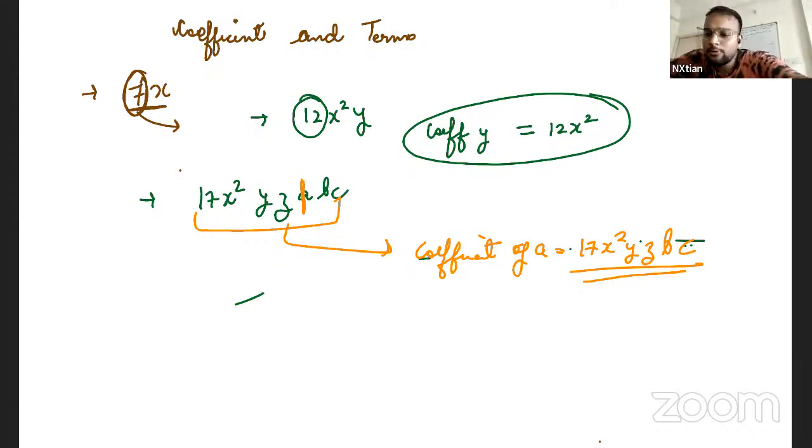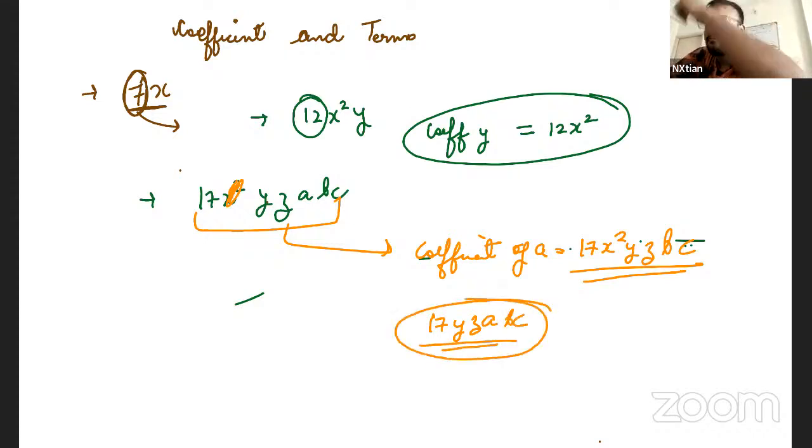If I'm asking the coefficient of x square, put your finger on x square, like this. Now what remains behind? 17 y z a b c. This is the coefficient of x square. Yes or no? Write it down. Please write it down.